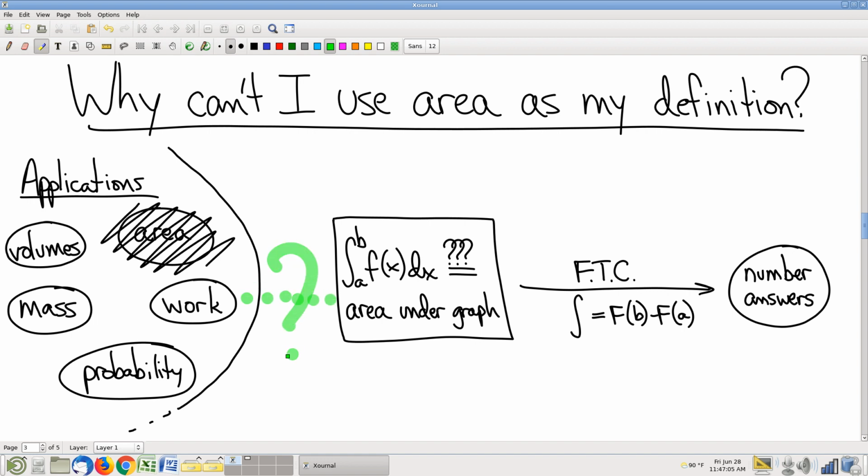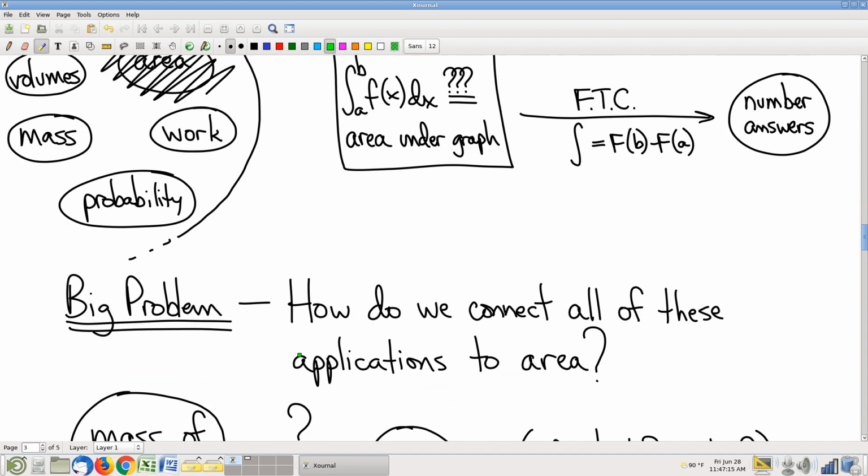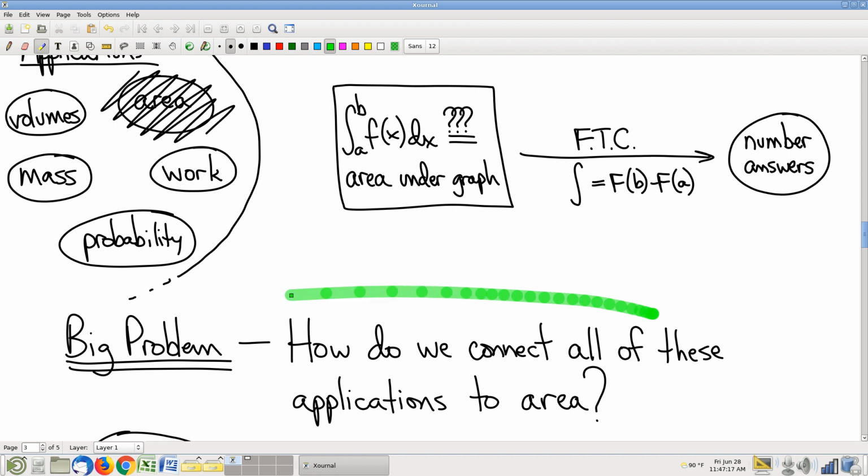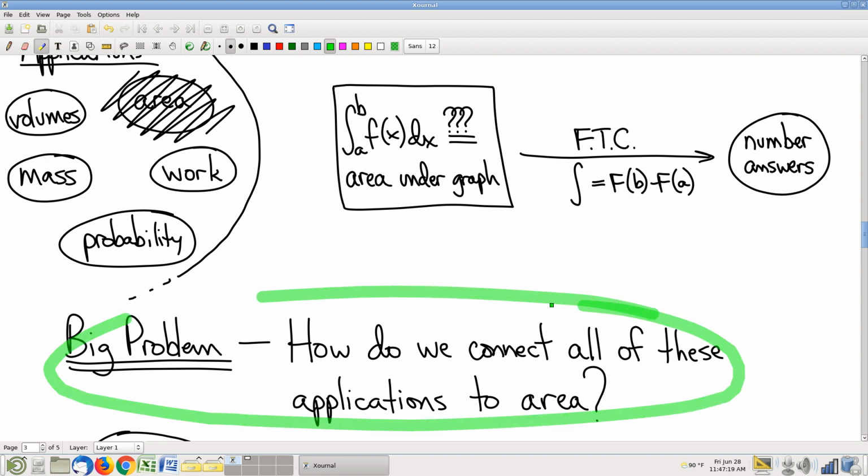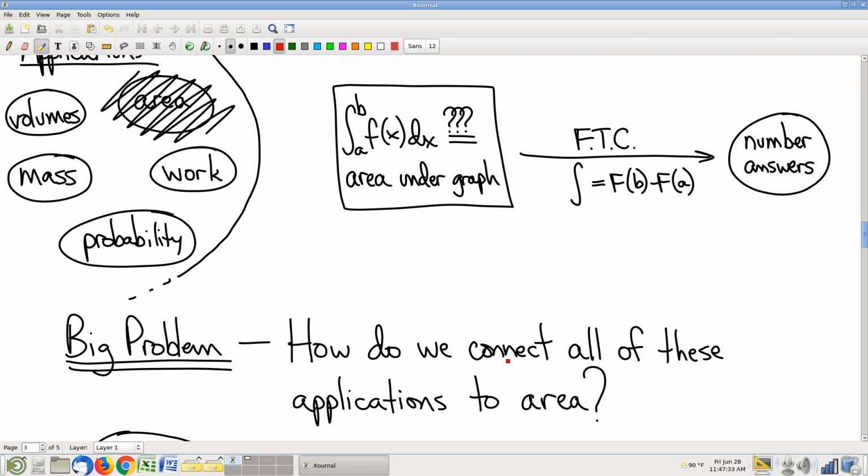It's not clear how you connect this definition, area, to all of these other application questions. So, for example, how would you connect the question of mass to area? Same mass question that we looked at on the previous page. How would you do that? What does that look like?